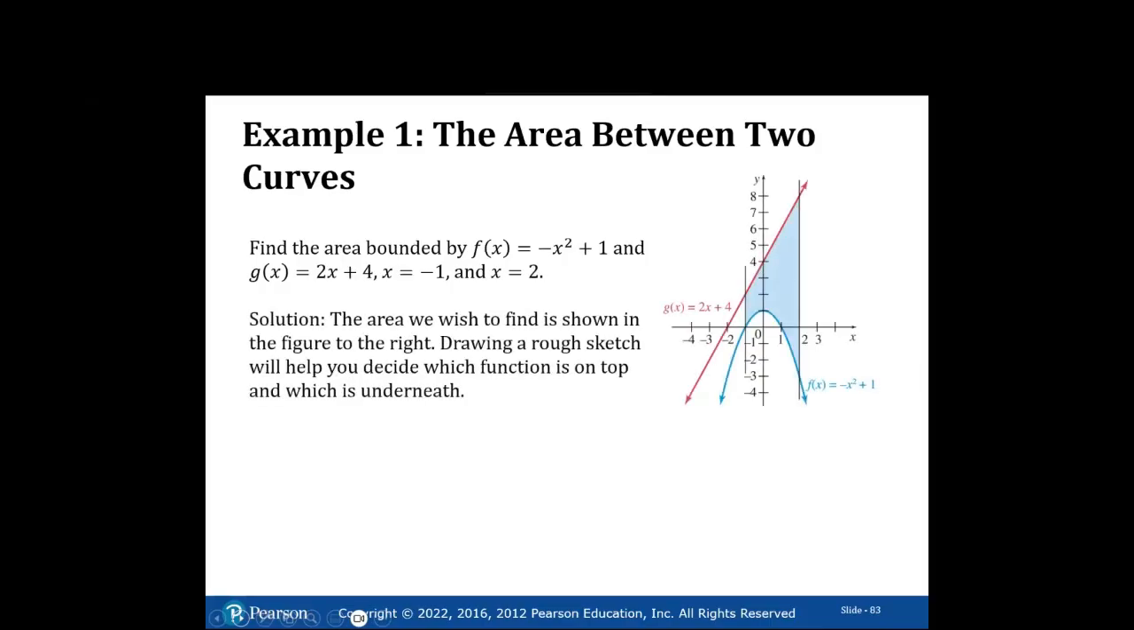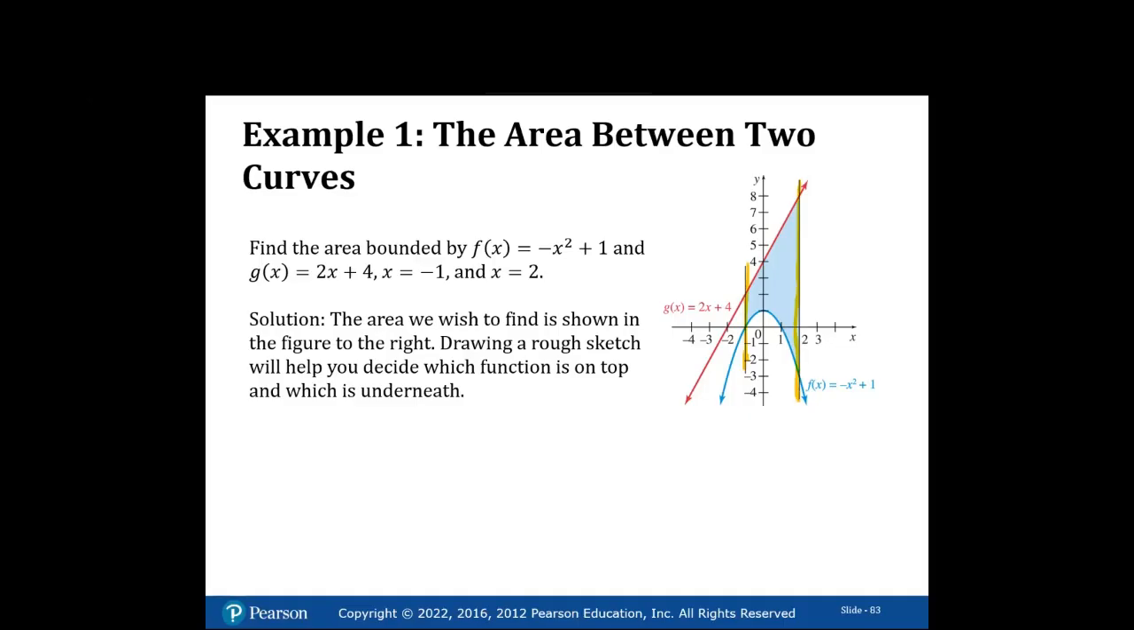So the first thing you should always do is sketch it. So here we've sketched on the right that our g of x is this red line, and our blue line is f of x. Now, we also have x equals negative 1 and x equals 2, which we've labeled here as these up and down black lines.